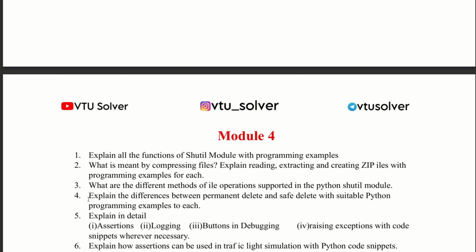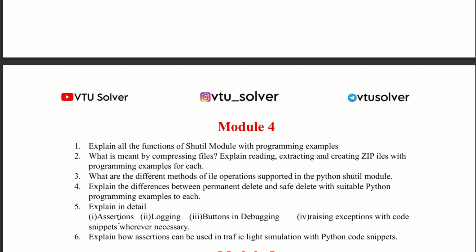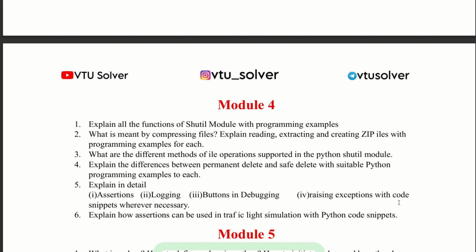The fourth question. Explain the difference between permanent delete and safe delete. Write a suitable program with example. This is a most repeated question, that is what is permanent delete and what is safe delete. So study this question. Fifth question. Explain in detail assertion, logging, and debugging, raising exceptions with code. Raising exceptions with code snippet whenever necessary.